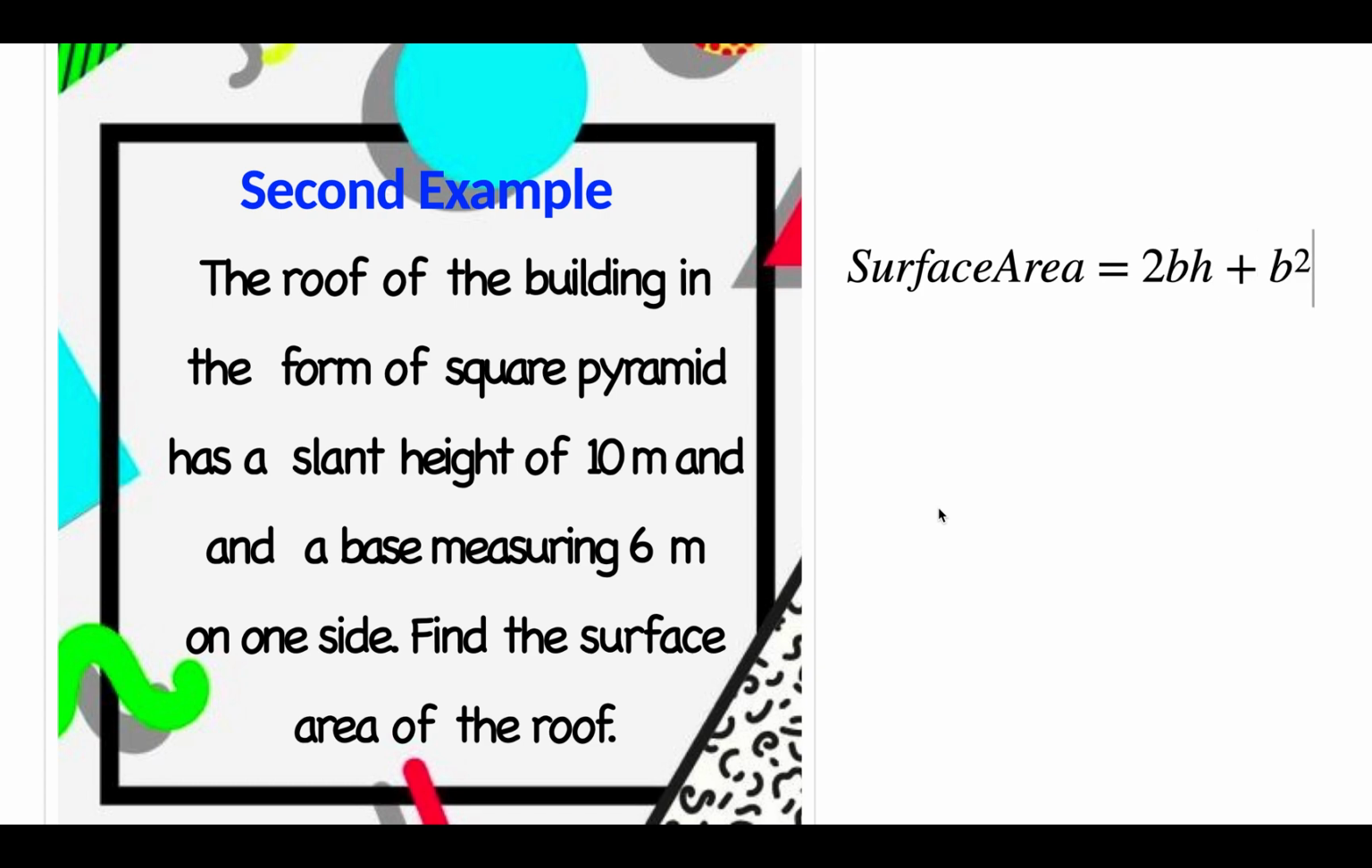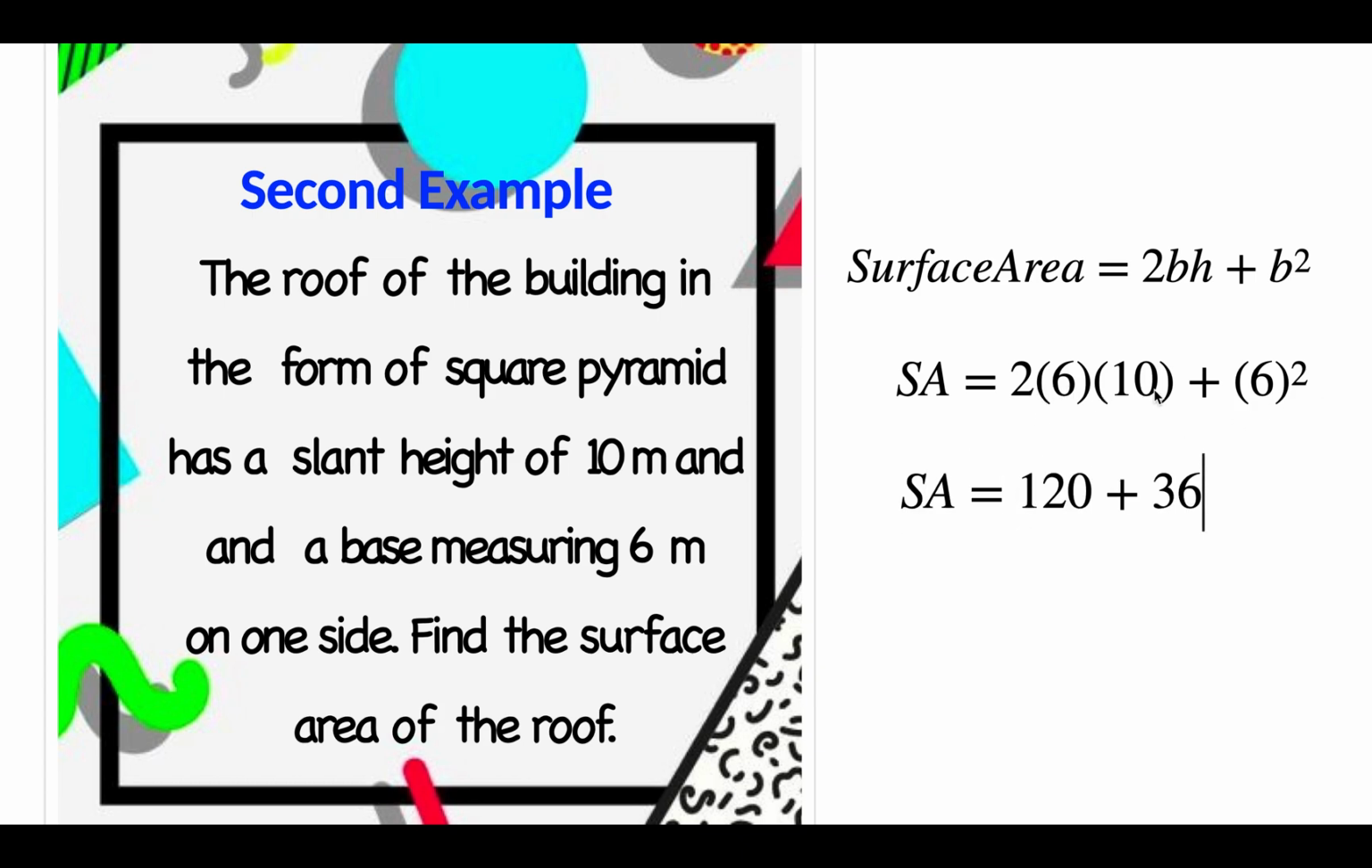So write the formula. The surface area is 2bh plus b squared, and then just simply substitute all the given. So we have surface area is equal to 2 times 6 times 10 plus 6 squared. Simplify. So 2 times 6 times 10, we'll have 120 plus 6 squared. Again, as you square a number, multiply that number by itself. So 6 times 6 will be 36. So the final answer would be 156 meters squared. Again, the unit of measure for the surface area will always be a square unit.